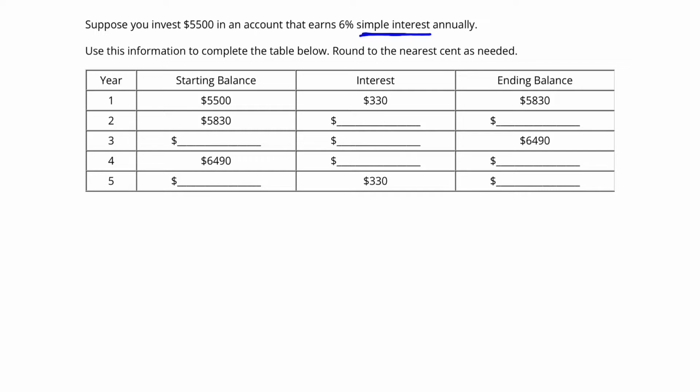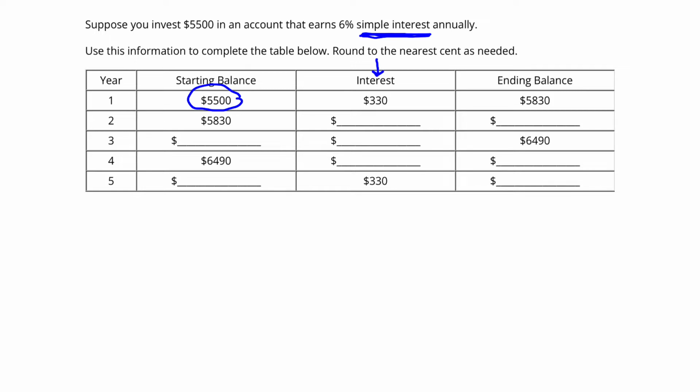Now, what is the definition of simple interest? By definition, simple interest is interest earned on principal only, okay? And our principal is our starting balance, right? And so on a simple interest account, you will always be earning interest only on your starting principal or your starting balance. Now that makes our interest column really easy to calculate.